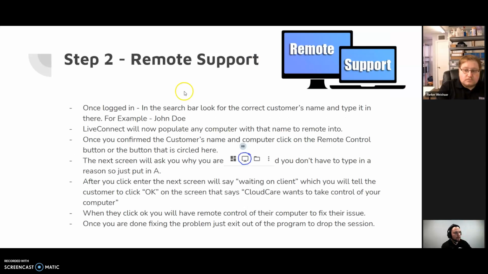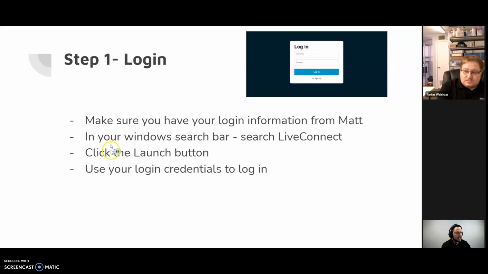Okay, oh, you accidentally clicked. Let's go back. Okay, it's going to say click the launch button, so you're going to launch the program. Click the launch button there on the Live Connect. And then you're going to use your login credentials to log in. Make sure you logged in real quick. Okay, and it looks like you're logged in.